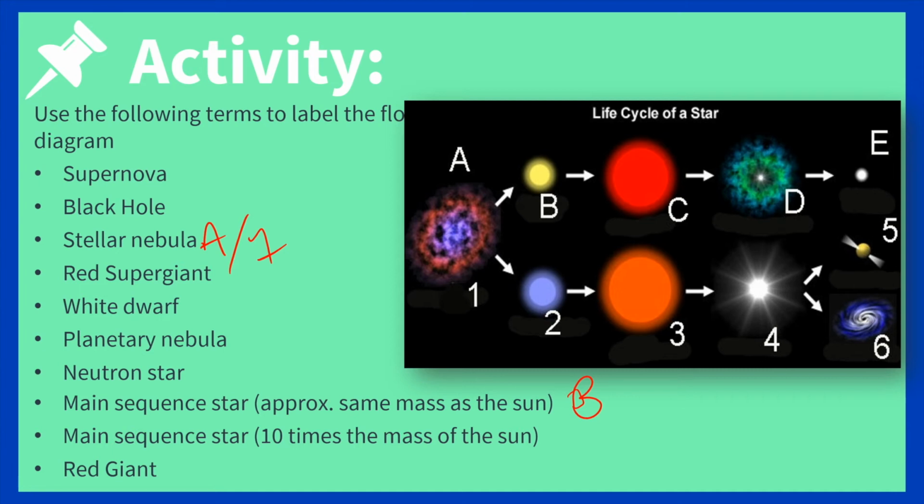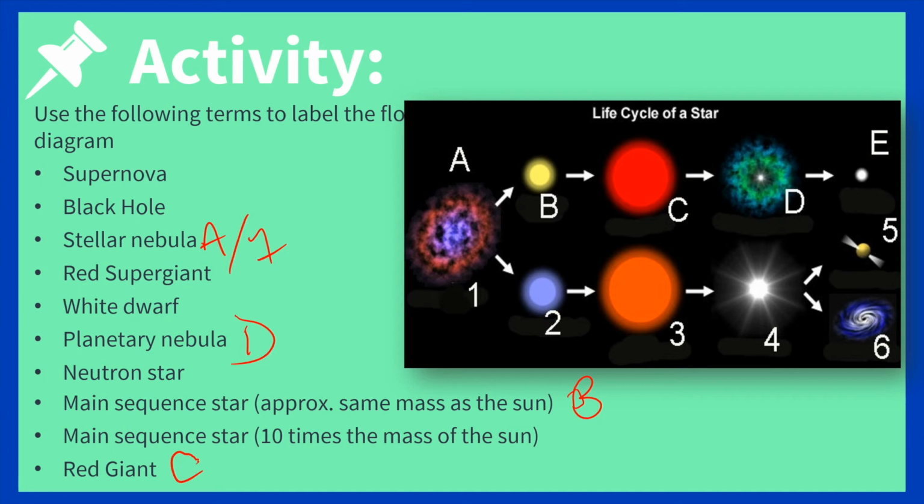After main sequence is red giant or supergiant. Again, it's on the smaller side, so this will just be a red giant. So C is a red giant. And then from that, we go to a planetary nebula as those outer layers start to shed. So D would be the planetary nebula.